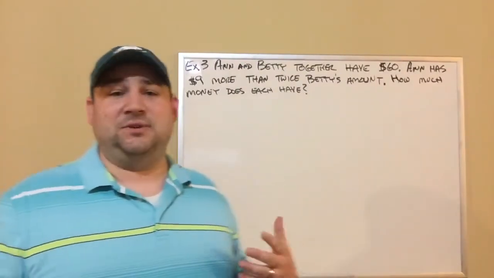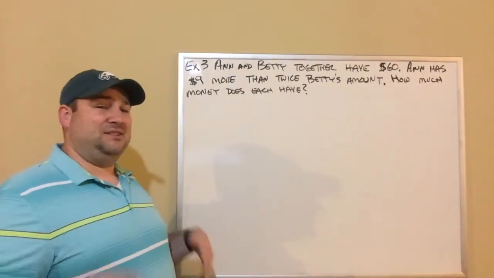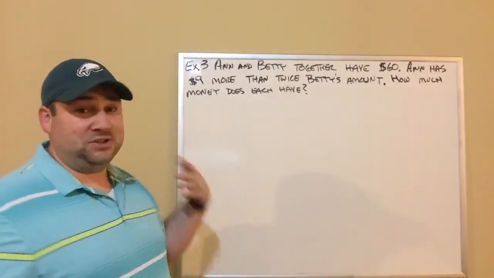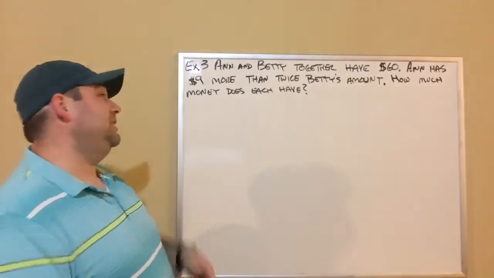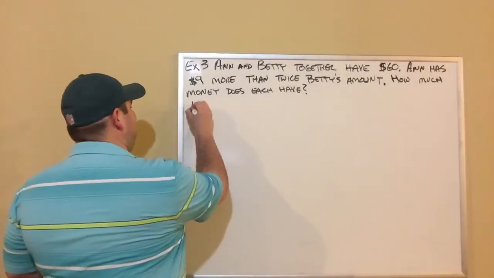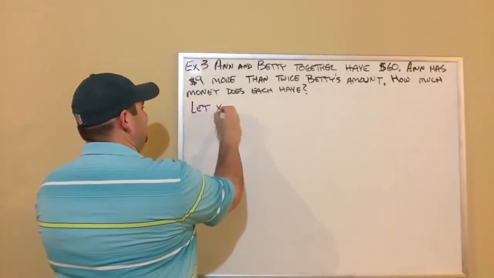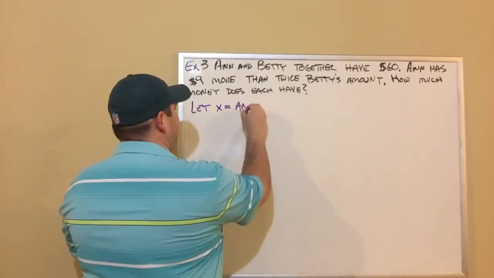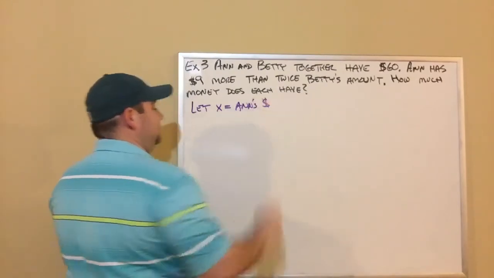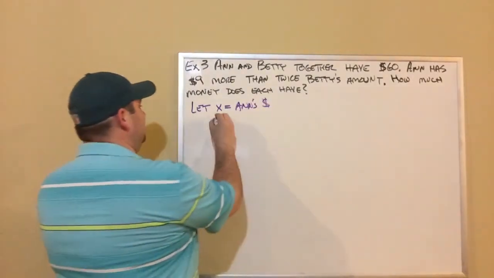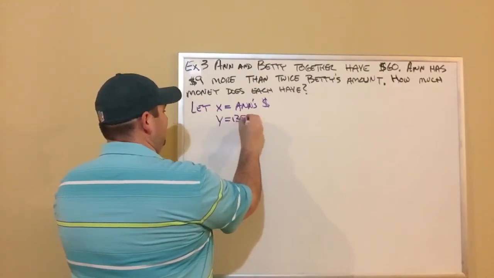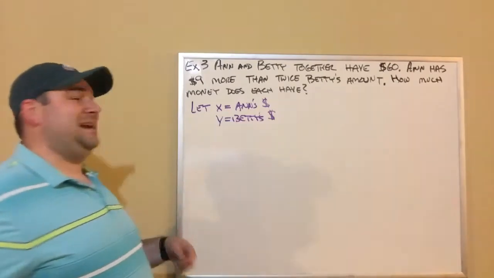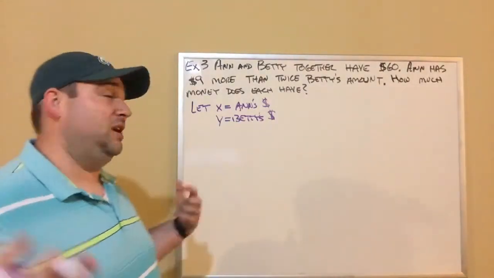Same as the first two examples, we are going to define the variables. Typically, the easiest way to figure out what the variables should be is to ask what we are trying to figure out. We're trying to figure out how much money each has. So I will let X equal Ann's money, and Y equal Betty's money. X is how much money Ann has, Y is how much money Betty has.